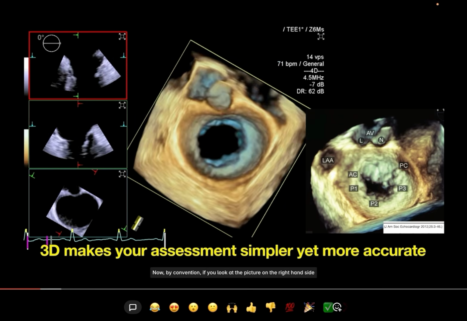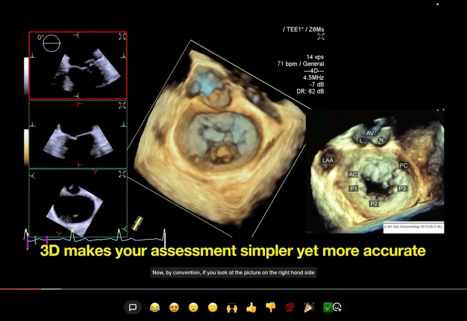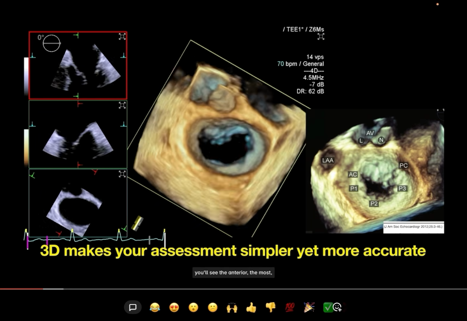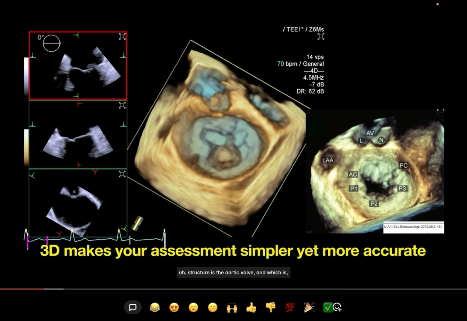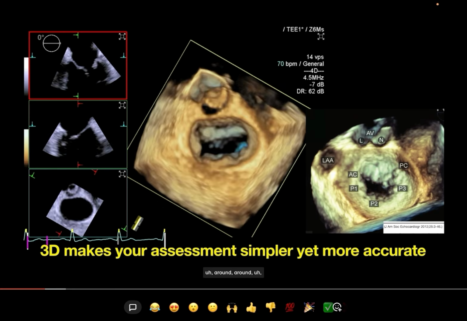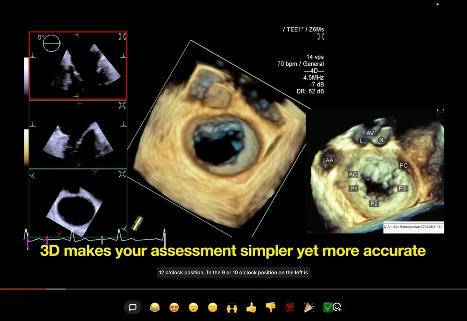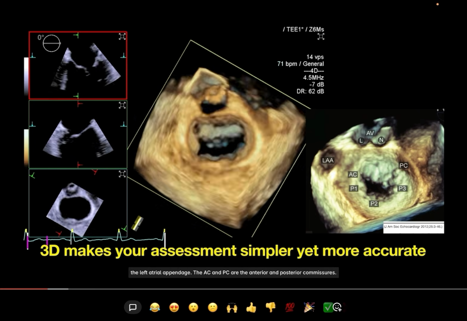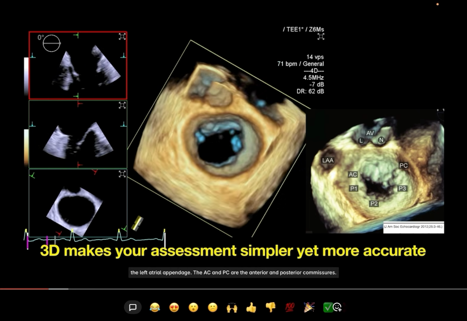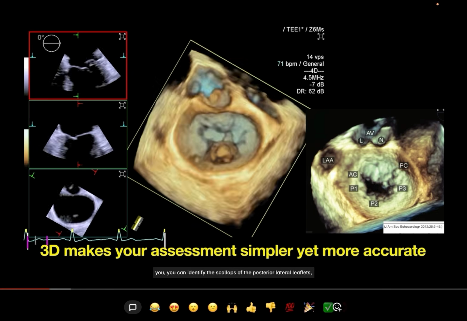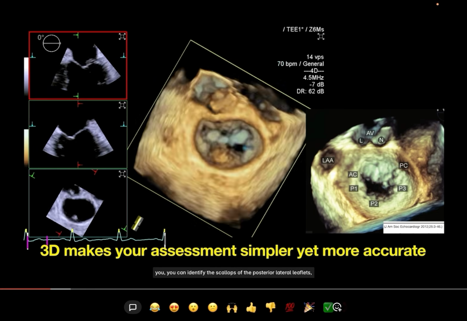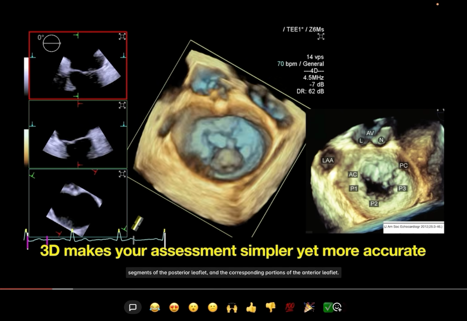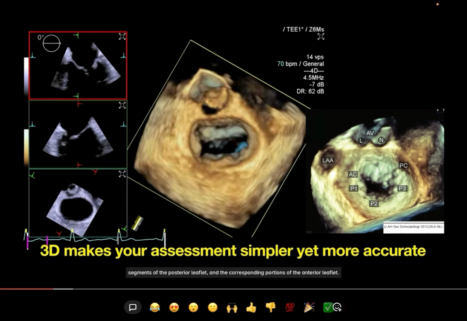Now, by convention, if you look at the picture on the right-hand side of the slide, you'll see the anterior-most structure is the aortic valve, around the 12 o'clock position. In the 9 or 10 o'clock position on the left is the left atrial appendage. The AC and PC are the anterior and posterior commissures. The valve is smiling at you, and we can identify the scallops of the posterior mitral leaflet. You can identify the P1, P2, P3 segments of the posterior leaflet and the corresponding portions of the anterior leaflet.